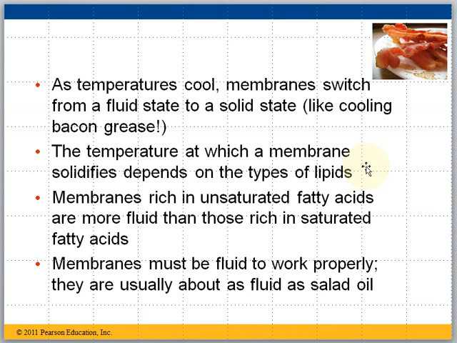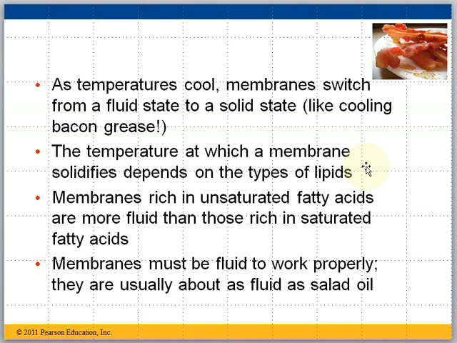So these phospholipid bilayers can change from a more liquid state to a more solid state, just like bacon grease can, and that depends upon the temperature. So a membrane that is heavy or rich in unsaturated fatty acids, remember, the unsaturated fatty acids have one kinked fatty acid chain in their tail because of the carbon double bonds.